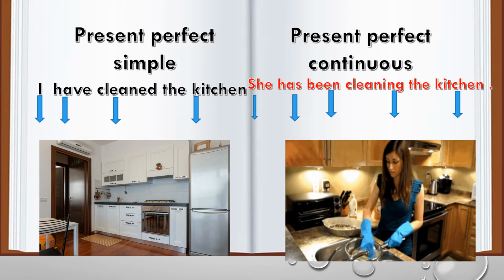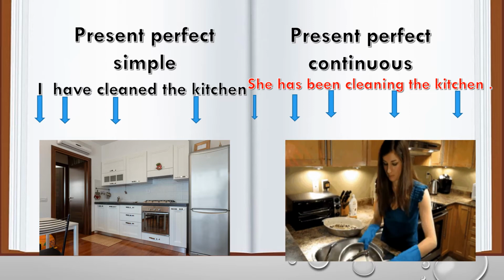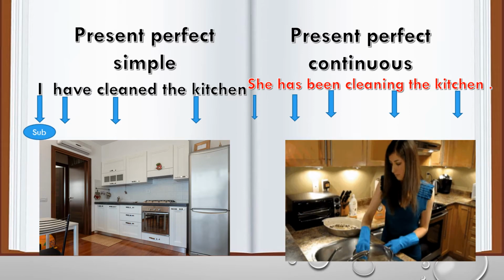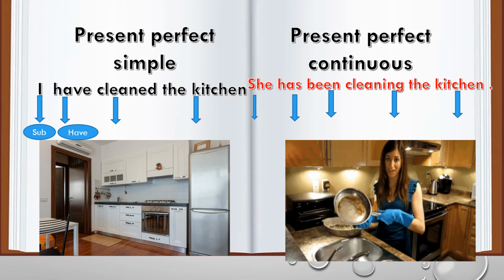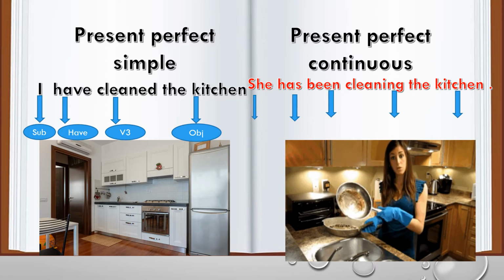It is continuous till now. Okay, so we use has or have plus been plus the ing form of the verb. So to form any present perfect tense, you start with subject. Then if the subject is singular, you are going to use has. If the subject is plural, you are going to use have plus the past participle form of the verb. Notice here we have the complement, which is the object, the kitchen.